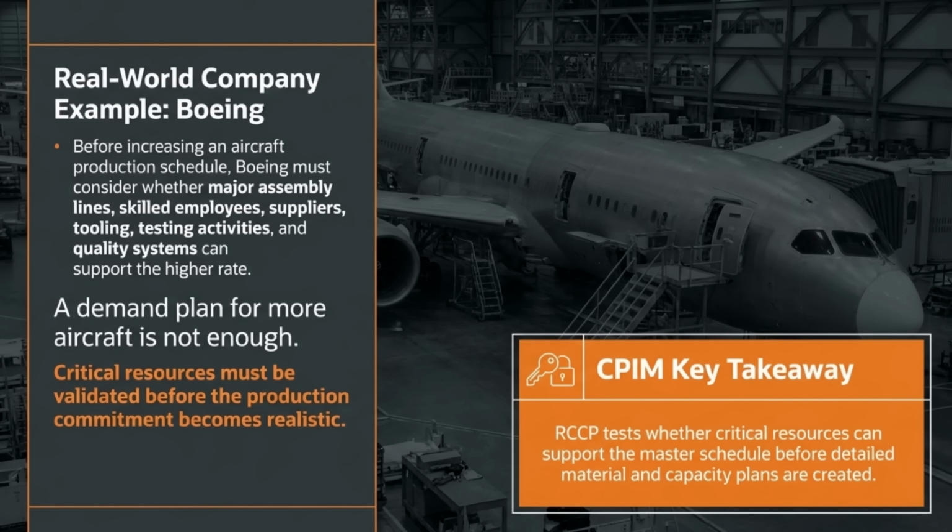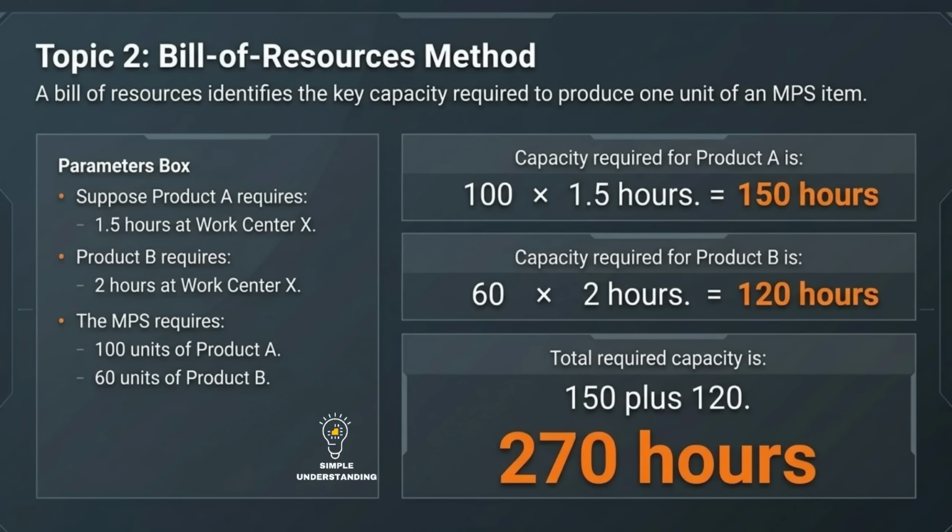RCCP tests whether critical resources can support the master schedule before detailed material and capacity plans are created. Topic 2. The Bill of Resources Method. A bill of resources identifies the key capacity required to produce one unit of an MPS item.